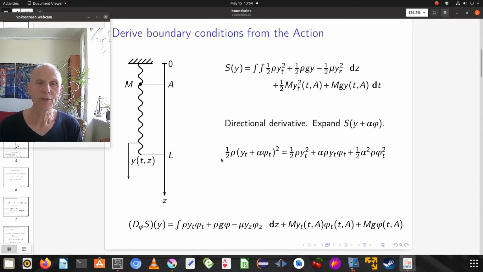Now, this method with the directional derivative doesn't prove that the action is differentiable. But as physicists, we don't want to prove it's differentiable. We just want to find the differential or the derivative. So that's why I like this method. We don't prove it's differentiable. We just find the derivative.